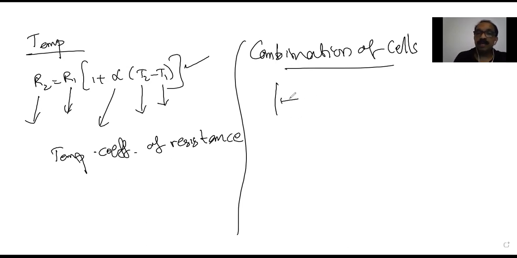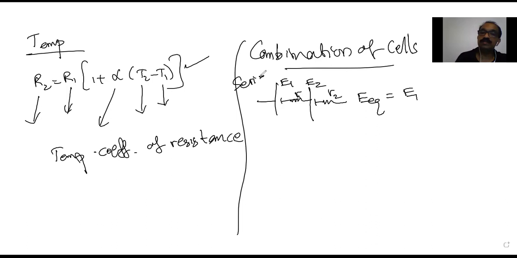Cells can be combined like this. For a cell of EMF E and internal resistance R, many cells can be connected. When cells are connected in series in this way, the effective or equivalent EMF of the combination would be, I'm talking about series combination of cells, E1 plus E2 plus E3, just like resistors.